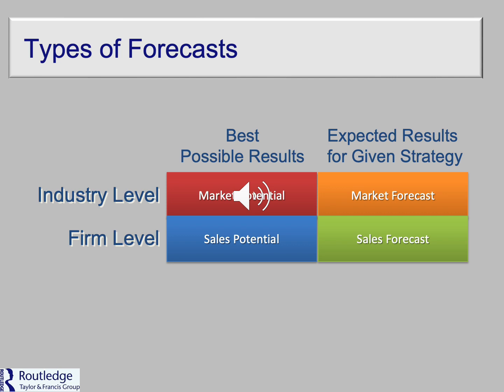And then if you move into that second column, the expected, if we do this, this is likely what's going to happen at the industry level, gives you a market forecast, and then at the firm level gives you a sales forecast. And so just dividing that and defining it gives you better parameters for understanding exactly what it is you're trying to accomplish with the forecast.